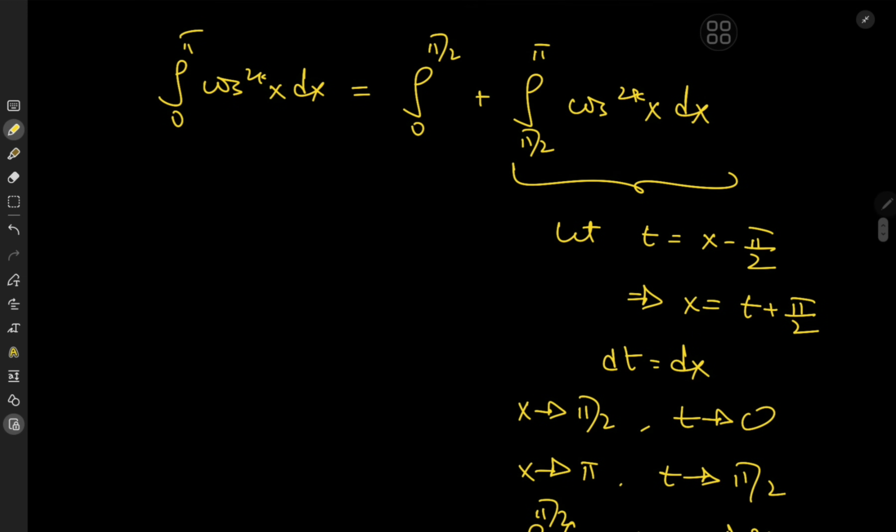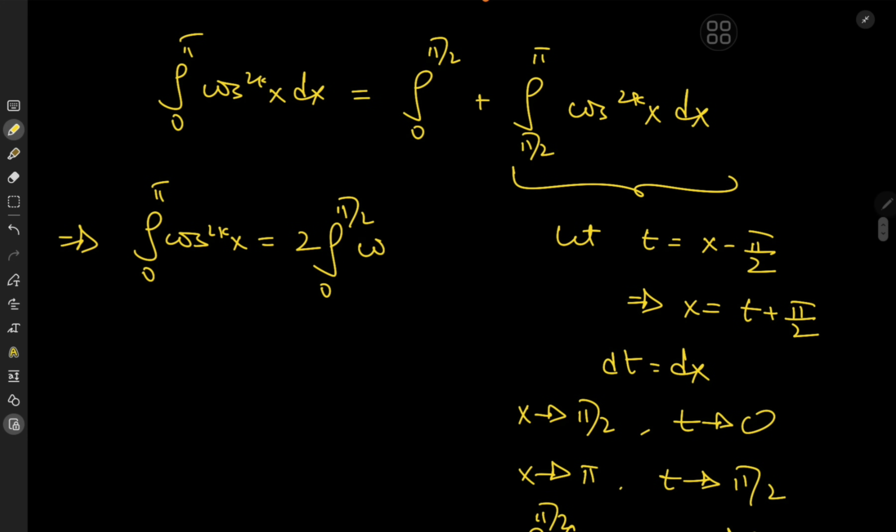So all of that is extremely cool, because all of that implies that the integral from 0 to pi of cosine to the 2k of x equals twice the integral from 0 to pi over 2 of cosine to the 2k of x dx, which we do know what it evaluates out to. This evaluates to the beta function being evaluated at what exactly? We had (1 plus 2k)/2 and 1/2.